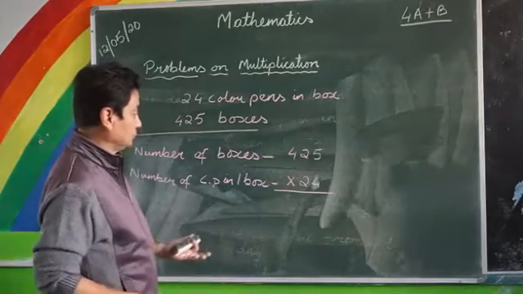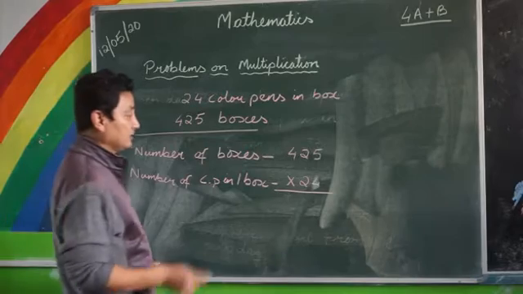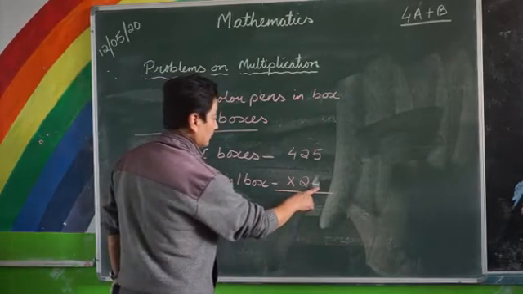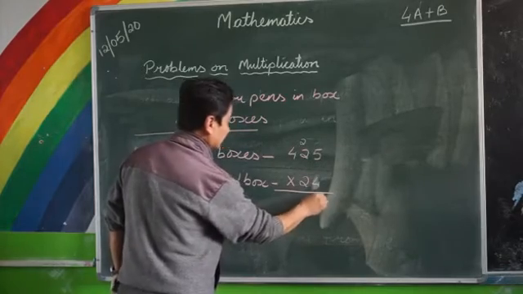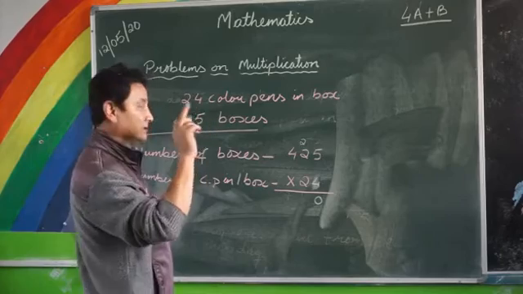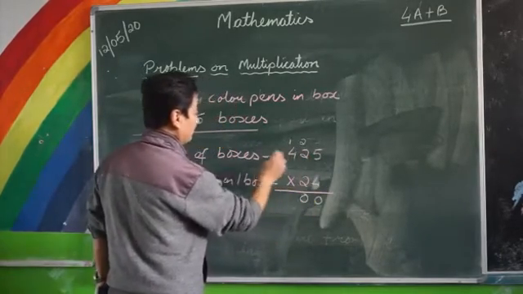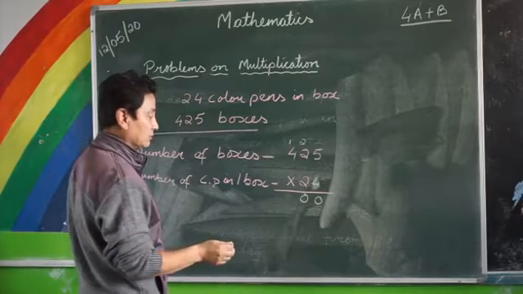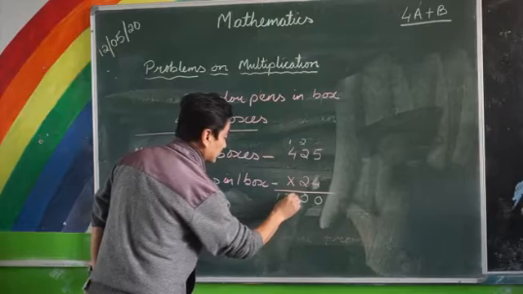So I'm going to use two different chalks so that you will easily understand which line we are multiplying. So 4 5s are 20, 2, 0. 4 2s are 8 and 2 is 10. 1, 0. 4 4s are 16 plus 1, 17. There are no more numbers, so we write both the numbers.